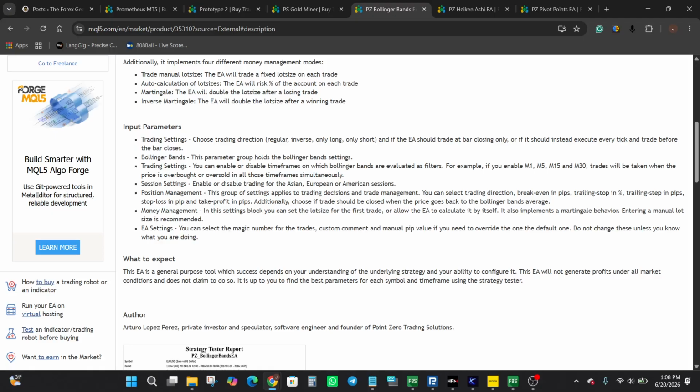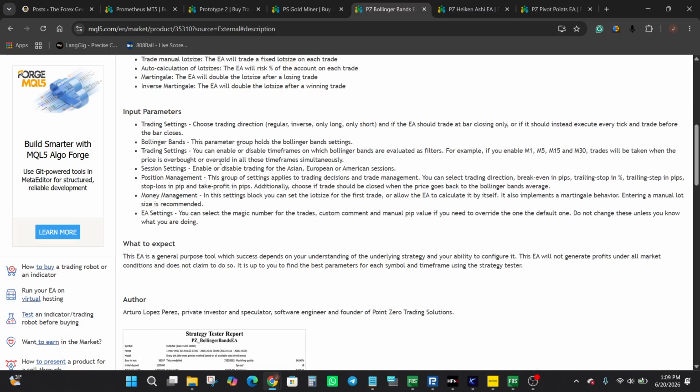The money management section offers several approaches as well. Traders can use a fixed lot size, allow automatic lot calculation based on account risk, enable a martingale mode that increases position size after losses, or use an inverse martingale approach that increases position size after winning trades.